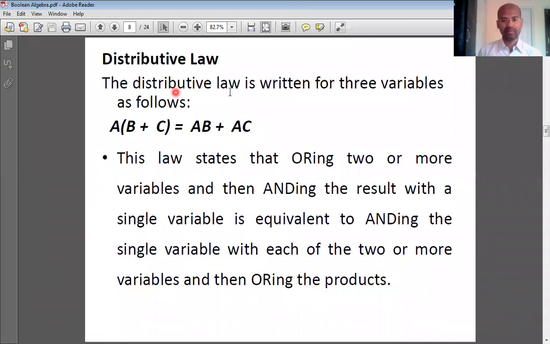So in the distributive law, what is the distributive law? It is much like our normal algebra. A into B plus C is equal to AB plus AC. So if we have three variables, the addition means OR operation. Remember always, addition is equivalent to OR operation in digital electronics. AND operation is equal to binary multiplication.